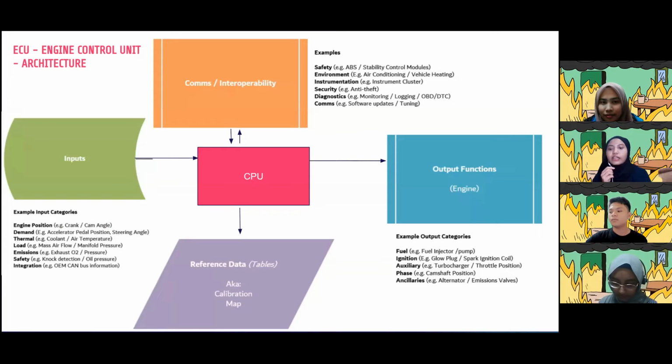Next. Okay, so this is the architecture of ECU. As we can see, there are inputs, outputs, comms or interoperability, and the reference data. The inputs are such as crank, cam angle, accelerator pedal position, steering angle, coolant or air temperature, mass airflow or manifold pressure, exhaust oxygen, pressure, knock detection, and oil pressure, and OEM CAN bus information.